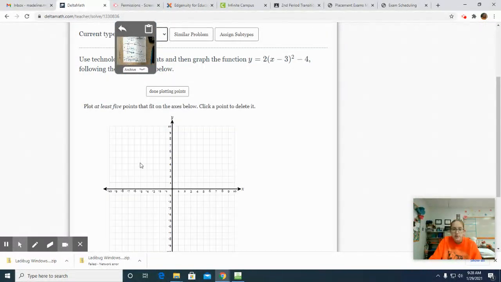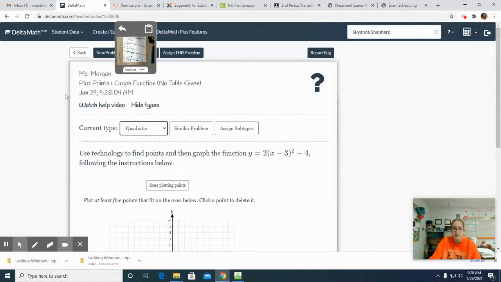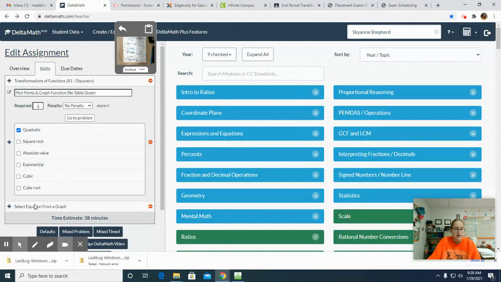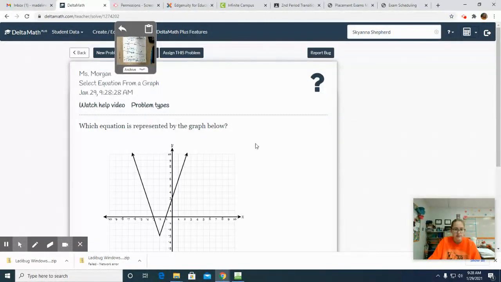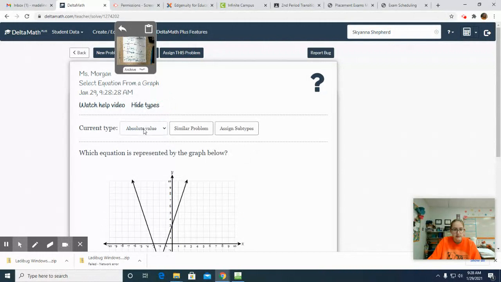You'll be asked to plot 5 points. So you plot your vertex, you make your XY table. And then when you hit done plotting points, it's going to give you that pencil to let you draw the graph like we've done in previous assignments. We did it last unit with radicals. And then this section is going to be, well, we're not dealing with absolute value.